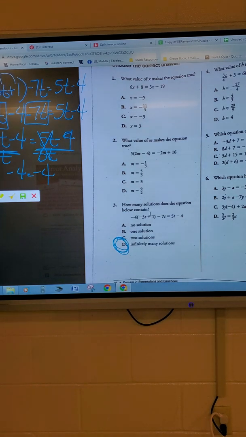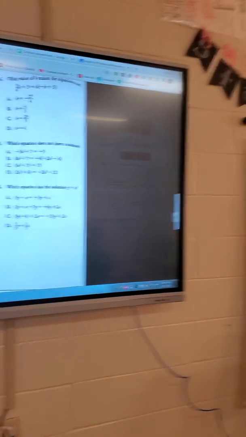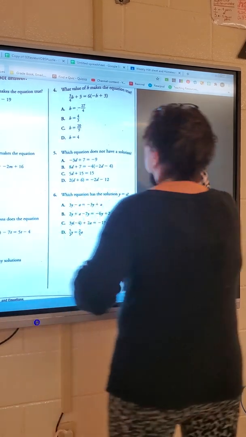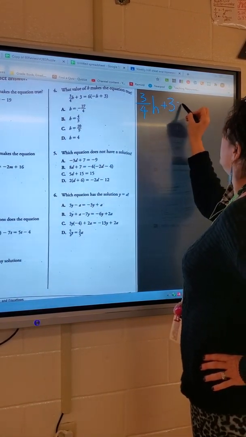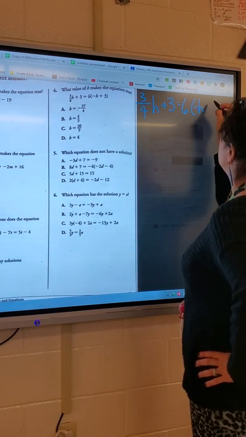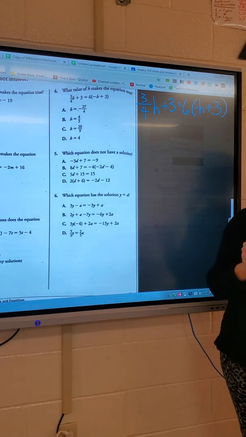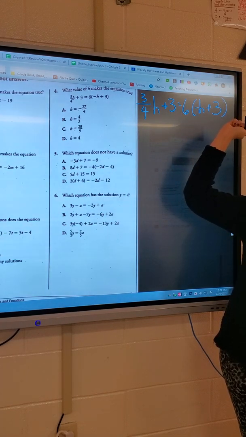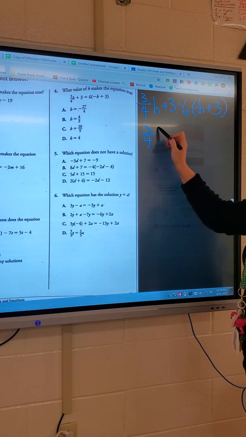All right. Number 4. Let's shift this so you can see 4, 5, and 6. All right, number 4. 3/4 h plus 3 equals 6 times negative h plus 3. All right, first thing, do I have any distributive property on the left? No. Do I have any distributive property on the right? Yes.